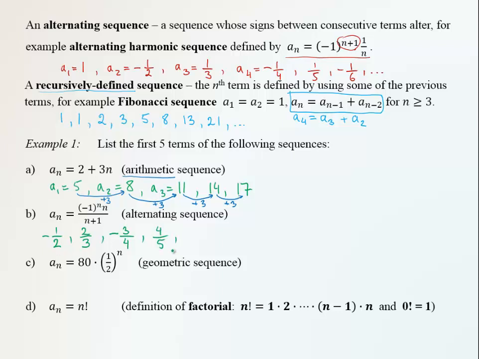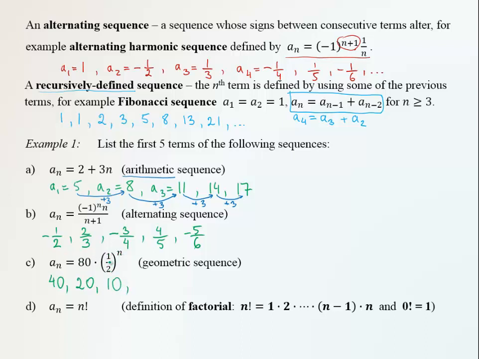4/5. And the last one, -5/6. Let's see the following sequence. If n is 1, we have 1/2 times 80, which is 40. n is 2, that will be 1/4 times 80, which is 20.